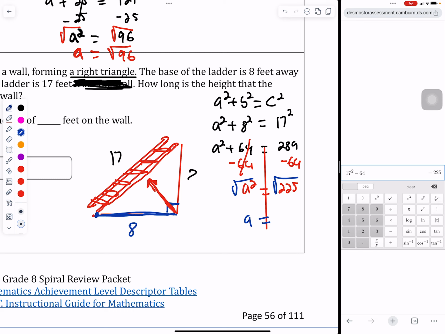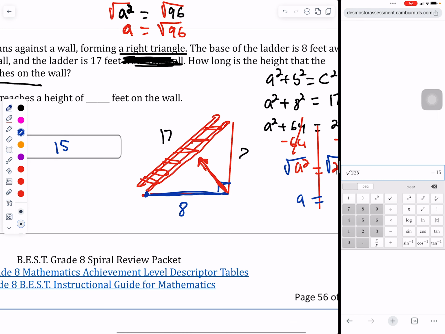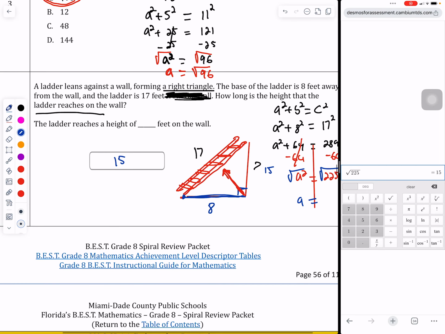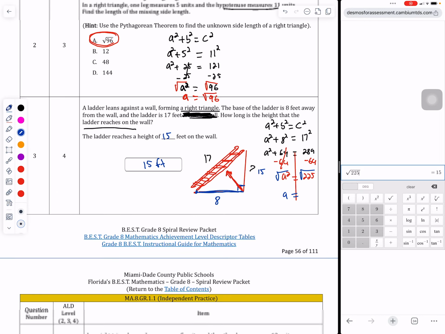A is equal to the square root of 225. Let me use the calculator for you. 15. So I know this length right here is equal to 15 feet. All right, now your turn.